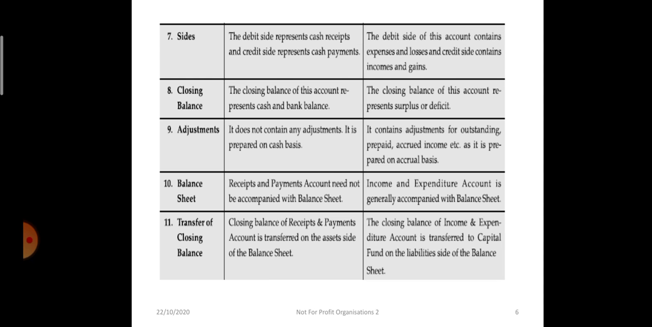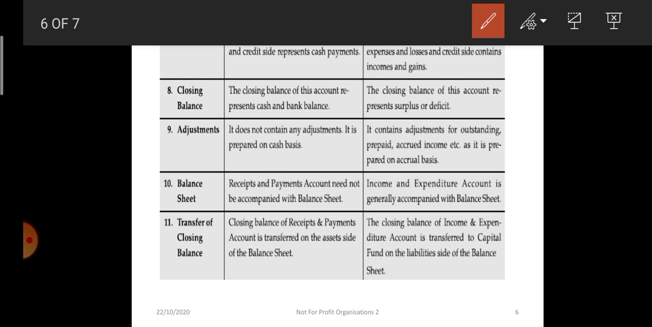In receipt and payment, the debit side represents the cash receipts, and the credit side represents the payments. When cash is coming in, it is debited; when cash goes out, payments will be credited. Income and expenditure is a nominal nature account, so on the debit side all the expenditures will be recorded, and on the credit side incomes and gains will be recorded. Receipt and payment will have a closing balance of cash and bank balance, and in income and expenditure the closing balance will represent the profit or loss, which we call surplus or deficit.